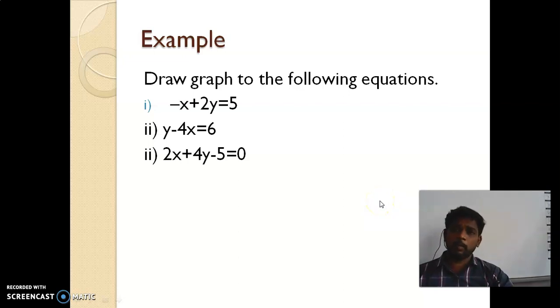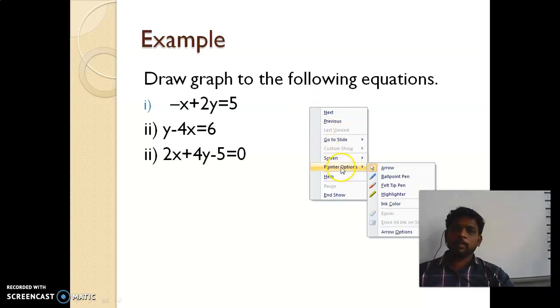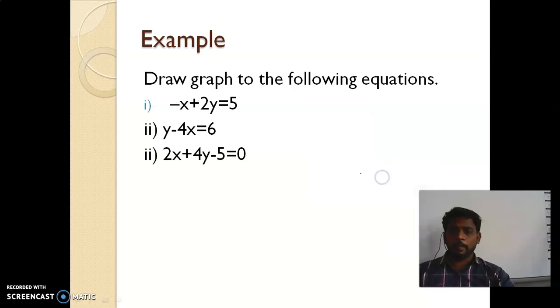Let us continue the slides now. Look at the next example. Draw the graph for the following equations. Three solutions are given here. They are asking us to draw the graph in the graph sheet. So how can we draw the graph of a linear equation in the graph sheet?